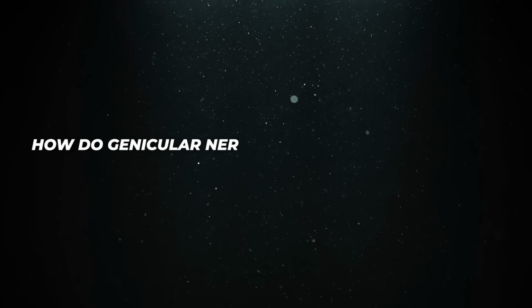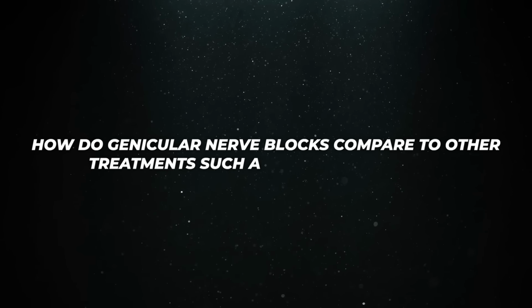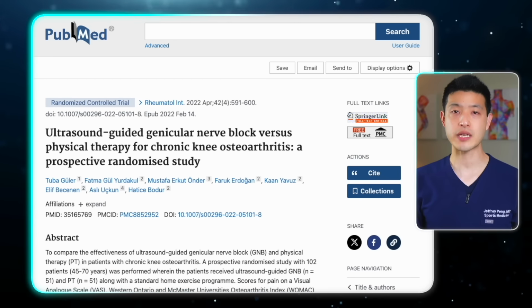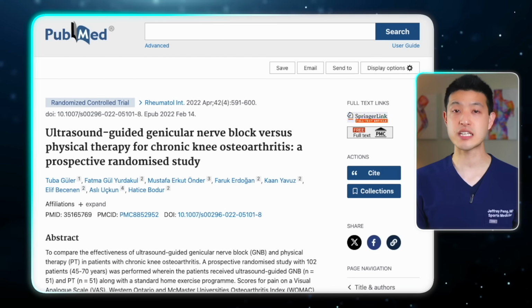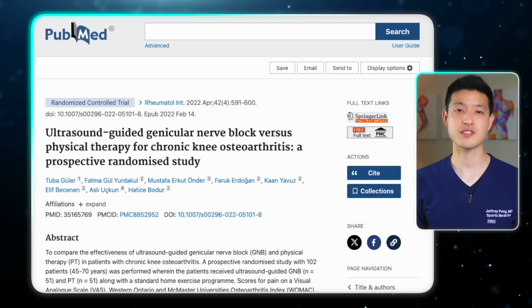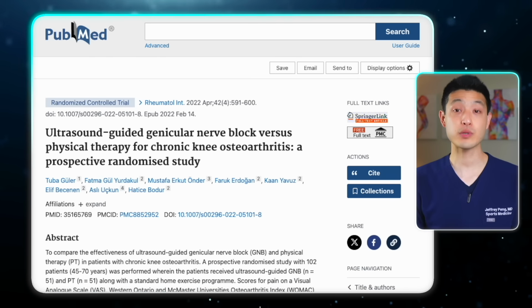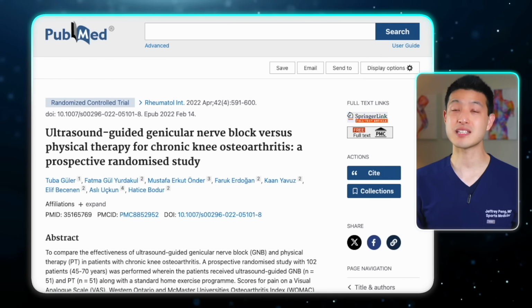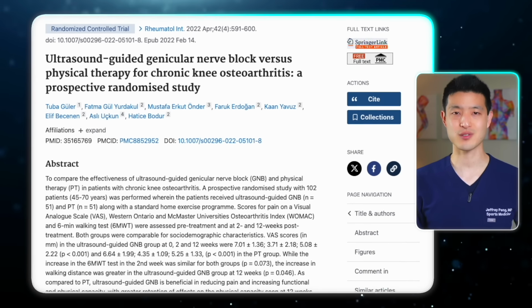And how do genicular nerve blocks compare to other treatments such as physical therapy? This study randomized over 100 patients to receive either a genicular nerve block or 10 sessions of physical therapy. After 3 months, both groups displayed similar improvements in pain scores. However, by the 12-week mark, those in the genicular nerve block group demonstrated a more significant increase in walking distance.